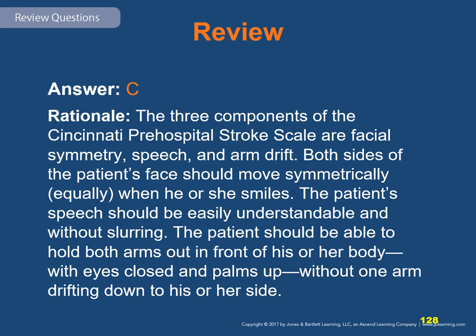It is C. The 3 components of the Cincinnati Pre-Hospital Stroke Scale are facial symmetry, speech, and arm drift. Both sides of the patient's face should move symmetrically or equally when he or she smiles. The patient's speech should be easily understandable and without slurring. The patient should be able to hold both arms out in front of his or her body with eyes closed and palms up without one arm drifting down to his or her side. Let's look at the other possibilities.